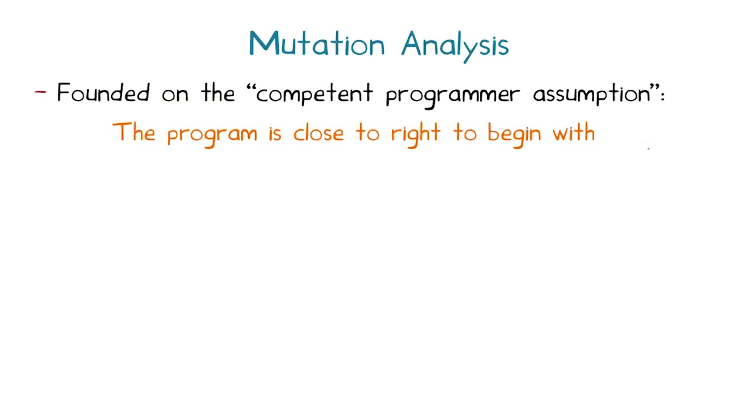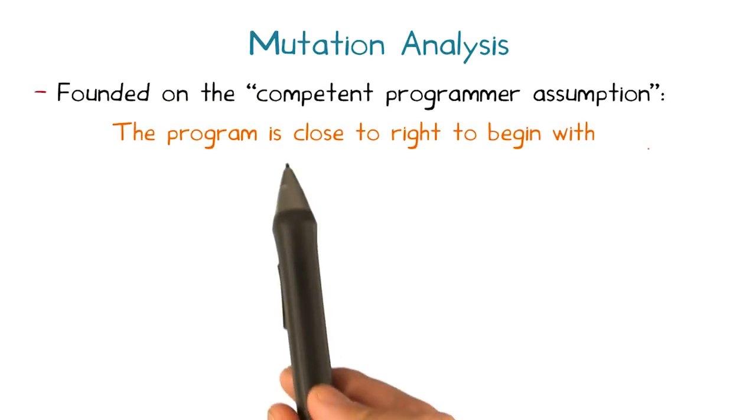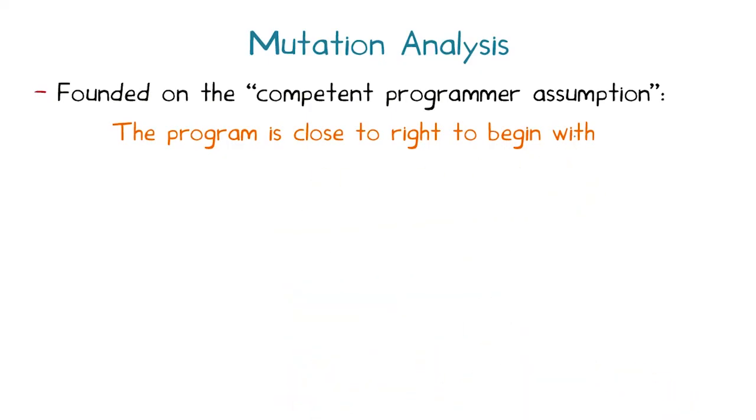Mutation analysis is founded on the competent programmer assumption, which is that the program is close to being correct to begin with. The bugs we encounter are likely going to be based on small errors, such as missing a minus sign or replacing a 1 with the letter I, instead of sweeping errors in the program's overall logic.